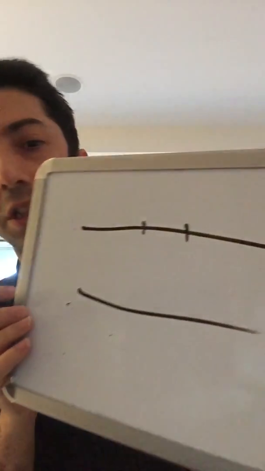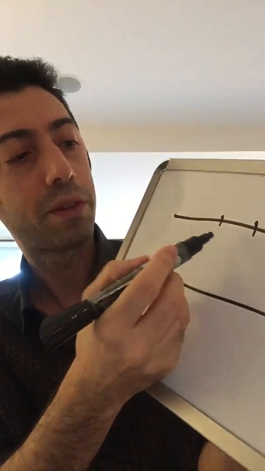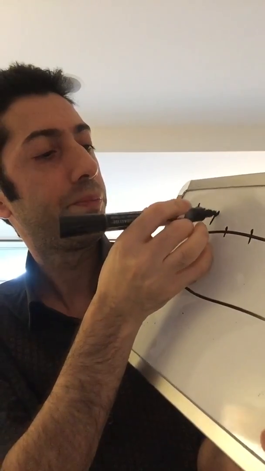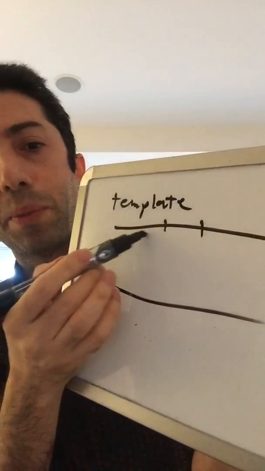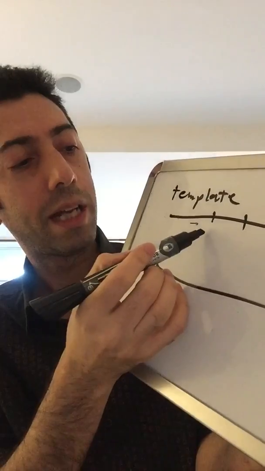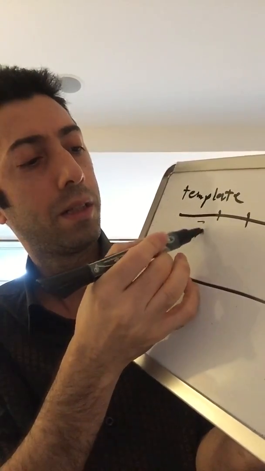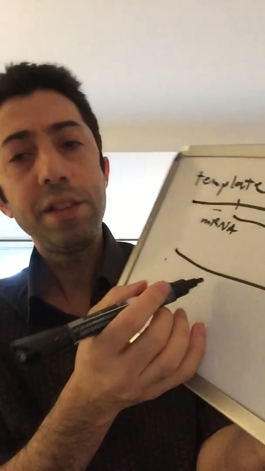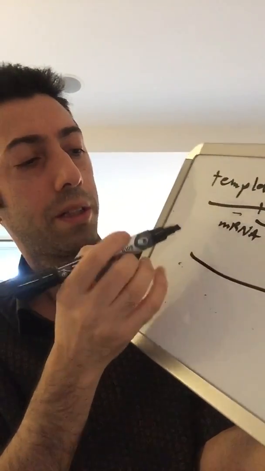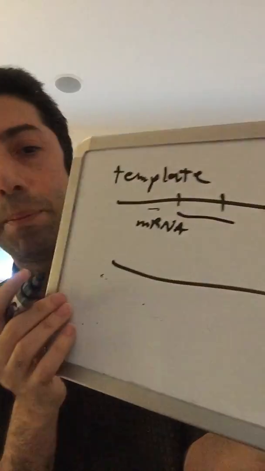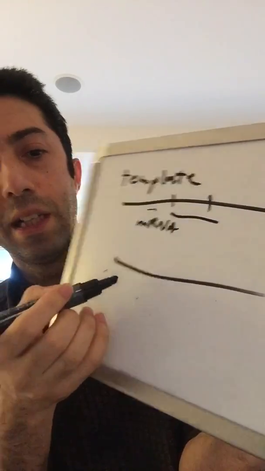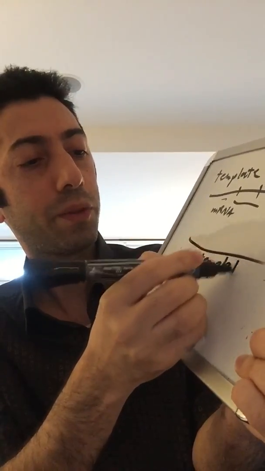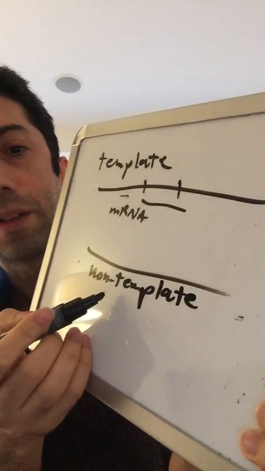So here's our gene. We want to make the mRNA from that. This is called the template strand, and we make the mRNA here. All right. This strand is complementary to the template strand. This is the non-template strand. I think some of you had confusion about this part. Non-template.